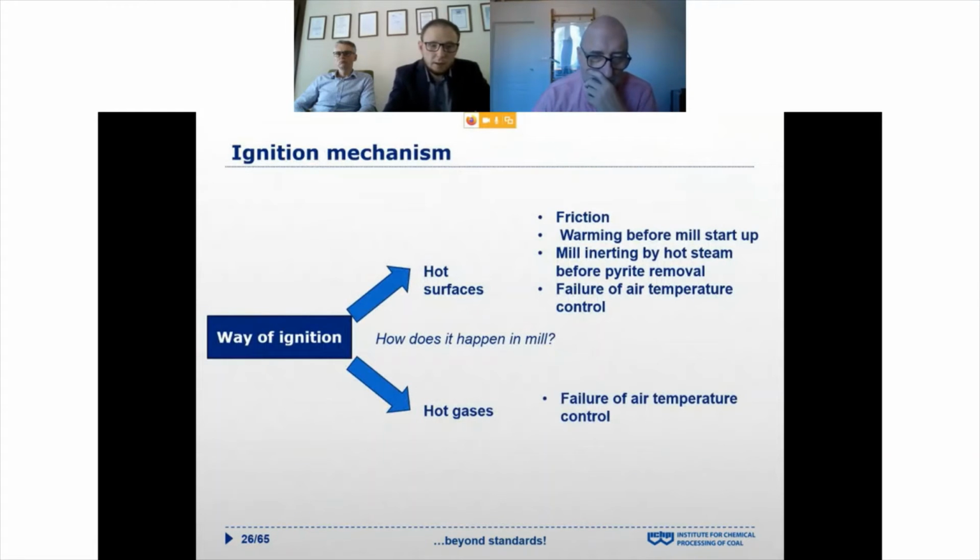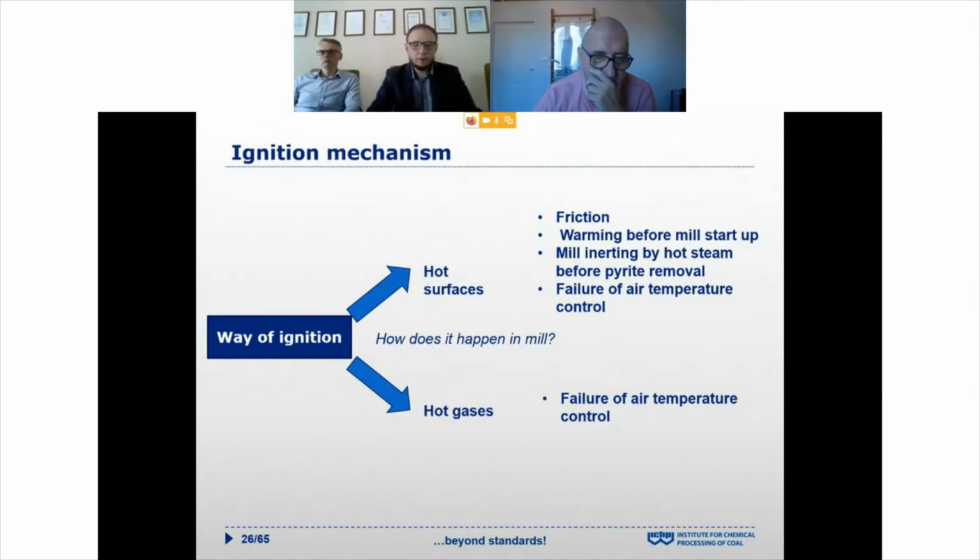And if we now focus only on the mill, on the ways of ignition in the mill, we can distinguish between two possible ways. The first is hot surfaces, coming from friction. As I said, the mill balls by friction increase the temperature in some specific areas in the mill.